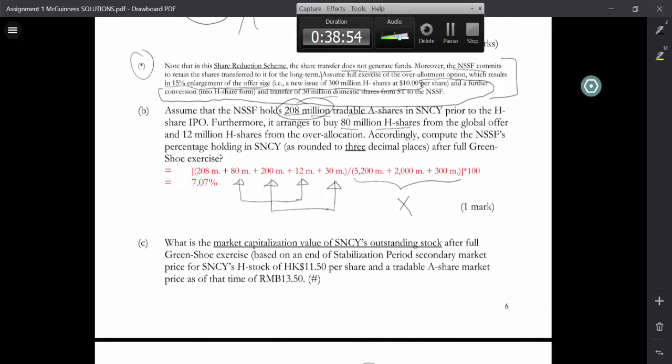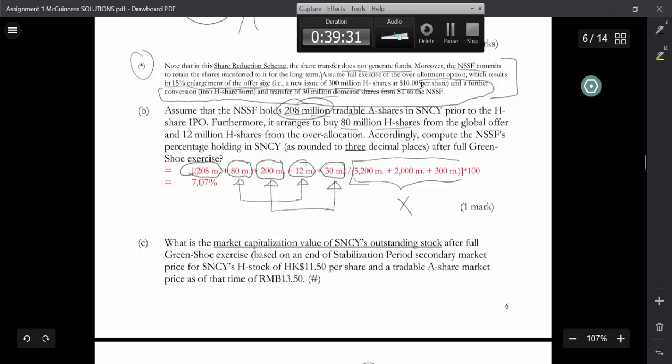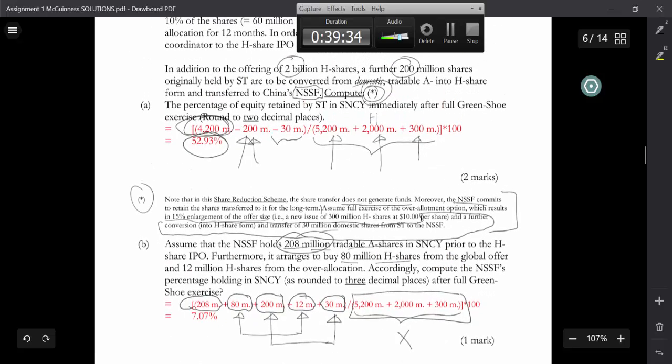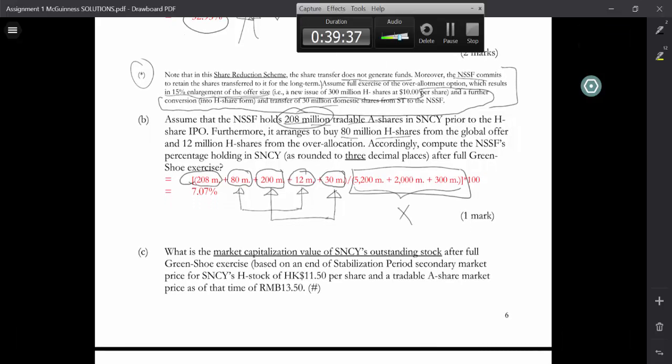Furthermore, it arranges to buy 80 million H shares from the global offers. Okay, so there's lots of things happening. First, this is what they already had. They're going to buy another 80. And if the green shoe is exercised, they will be buying another 15%. They get given 200 from the government, and there is a 15% over allocation on that 200. So you add all this up, whereas this one doesn't change. It's just exactly the number above. So that's the answer.